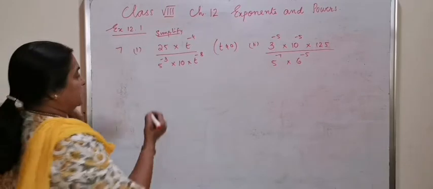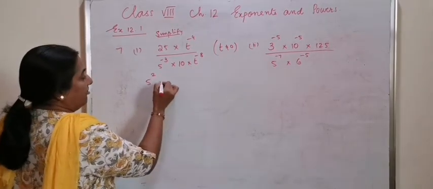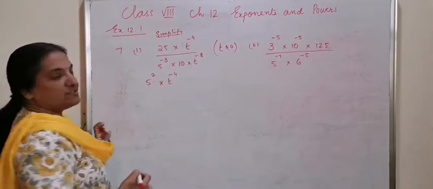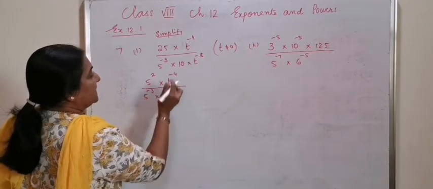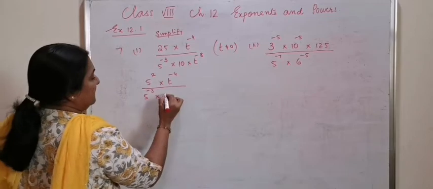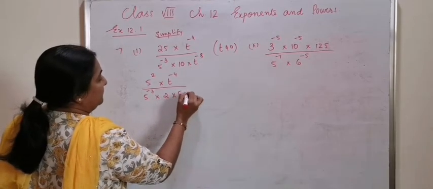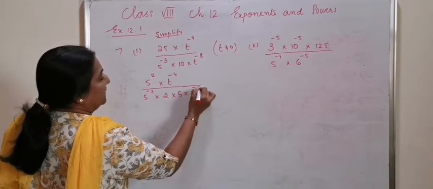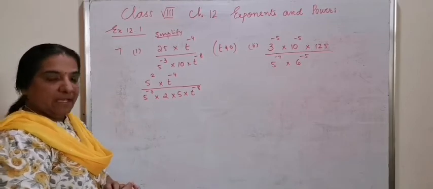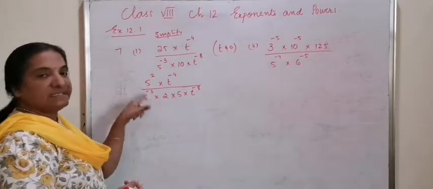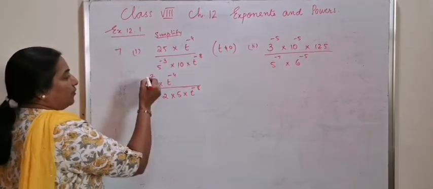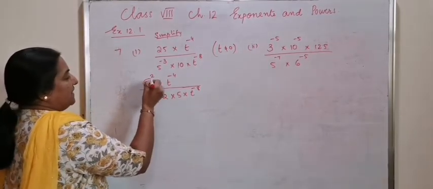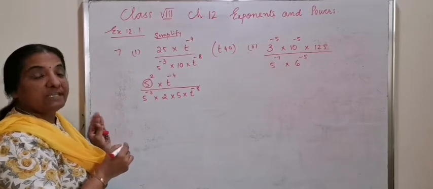25 can be expressed as 5 square into t to the power of minus 4 divided by 5 to the power of minus 3. 10 can be written as the prime factors, 2 into 5 into t to the power of minus 8. And now you can see all the factors are of same, only the powers are different. For the base 5, let's connect all the exponents.